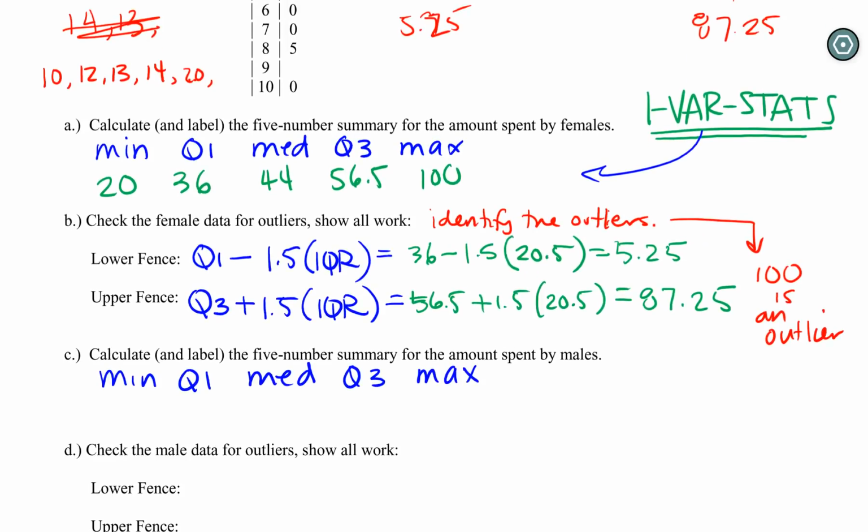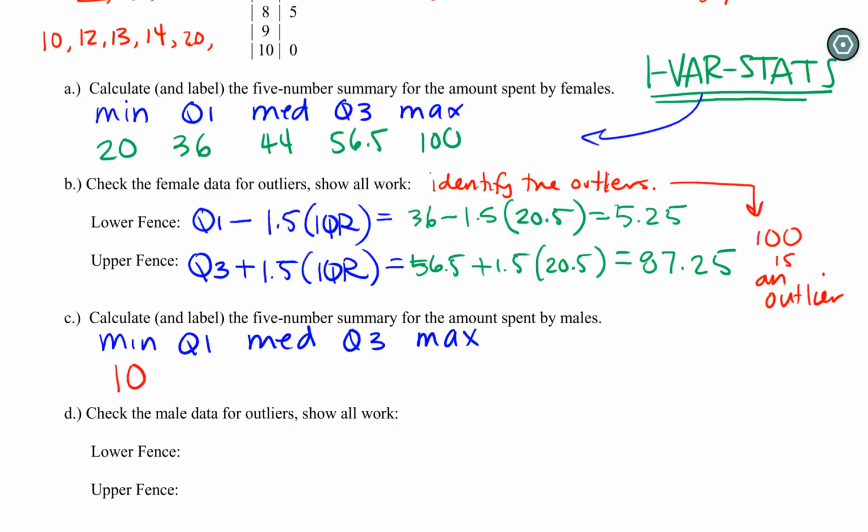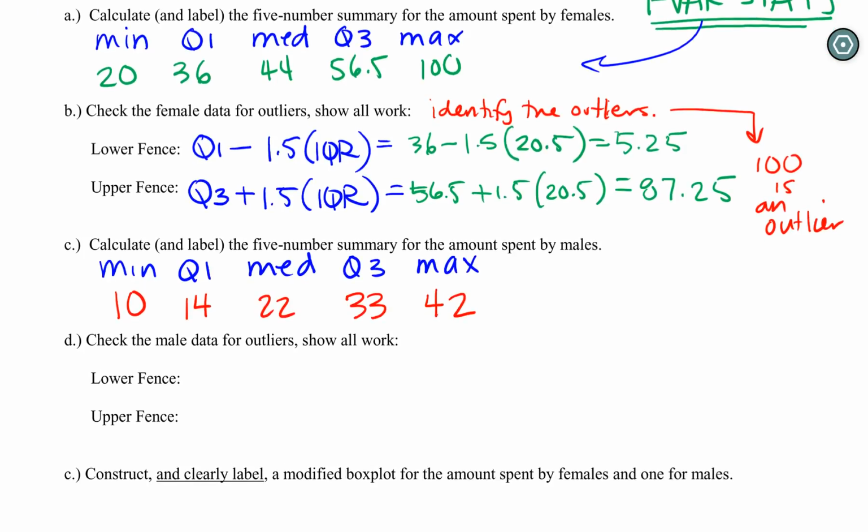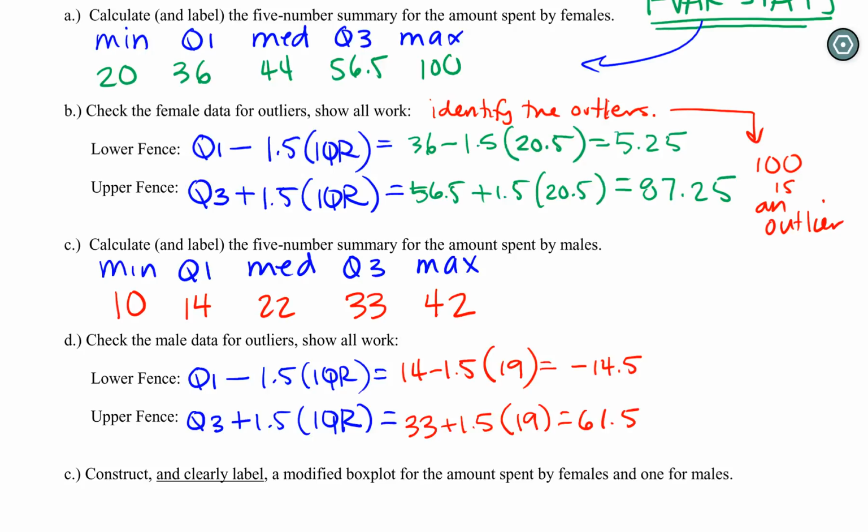So once all is said and done in my calculator, I ended up with a min of 10. Q1 was 14, median was 22, Q3 was 33, and my max was 42. All right. Checking my data for outliers, we have our fence formulas again. Lower fence is Q1 minus, upper fence is Q3 plus, 1.5 times our IQR is the rule. So we can plug into both of those formulas. Plugging into those formulas, I got negative 14.5 as my lower fence and a positive 61.5 as my upper fence.